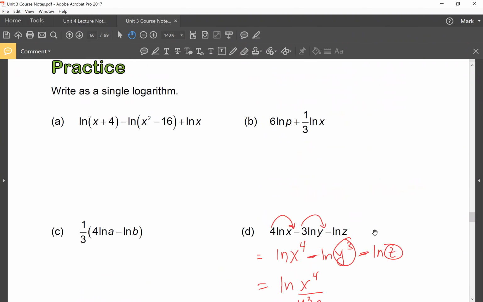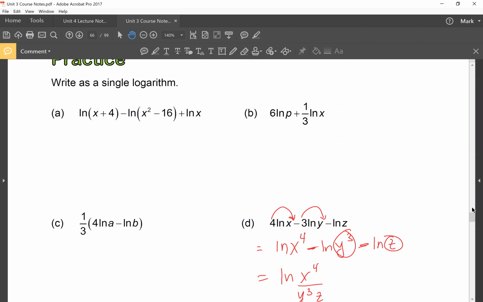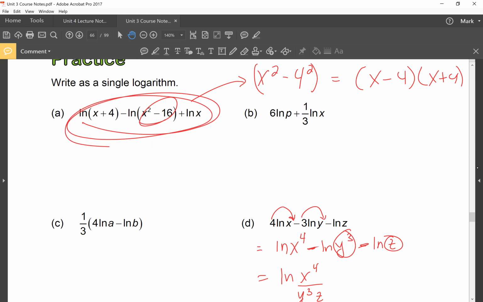Okay, let's do a hard one. And then that's it. Okay, so immediately I see this and I'm just going to make a note. This is a difference of squares. This is equivalent to x minus 4, x plus 4. The book really likes differences of squares. Now, before I do that, let's put this together. Then I'll worry about putting in the factor.